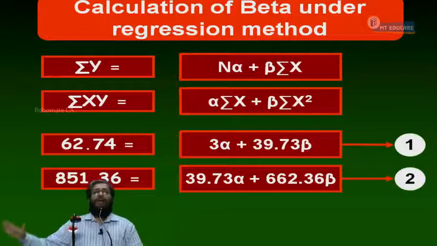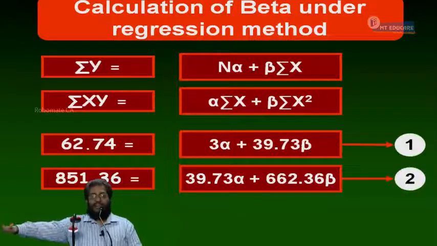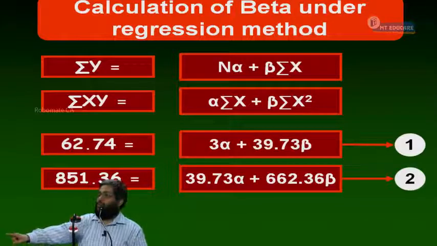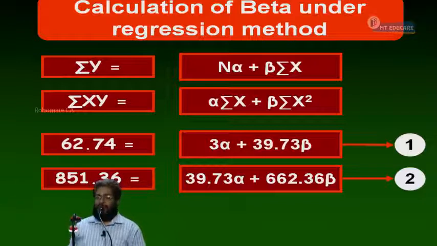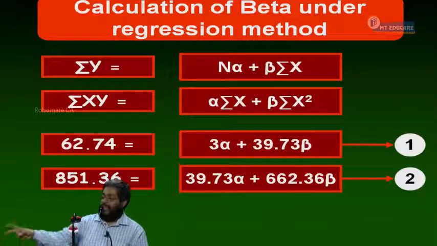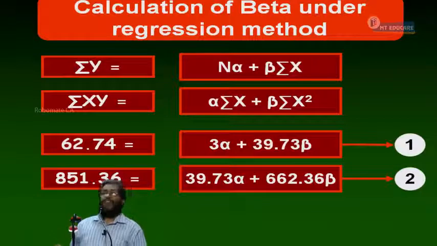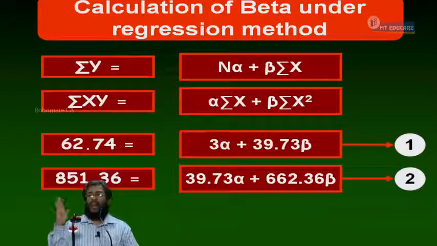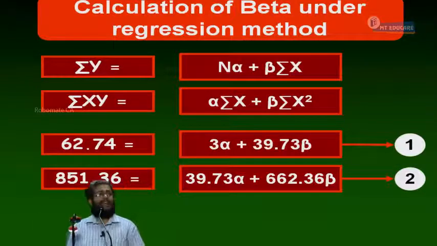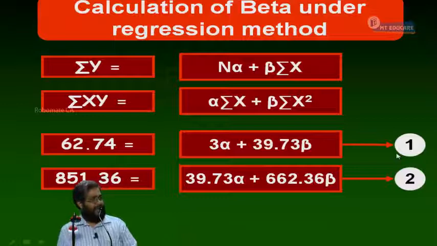Now, do you know how to solve it or not? You can do the solution later. I'll just tell you what to do. First equation multiply by 39.73 on LHS and RHS. Second, multiply by 3 on LHS and RHS. Then alpha gets canceled. We get so many betas as a number. Then calculate beta and then calculate alpha. I think I need not waste time in solving a linear equation. Correct or not? Now, can I proceed?